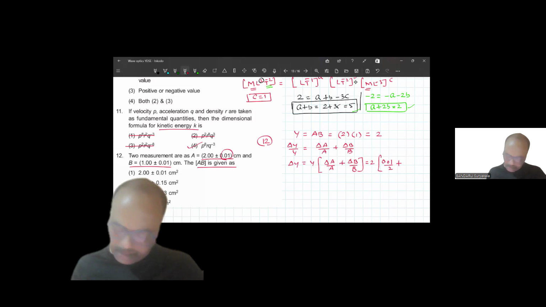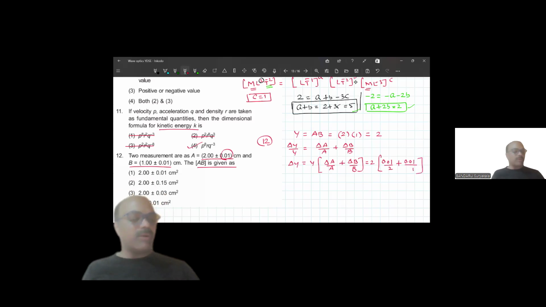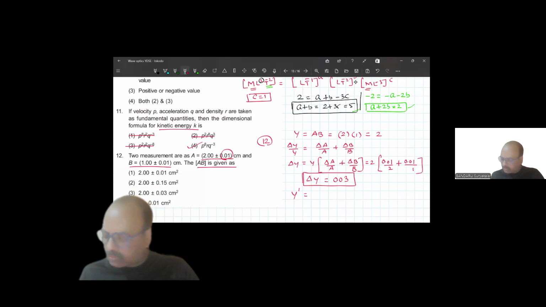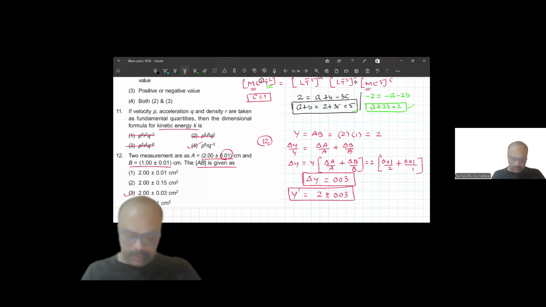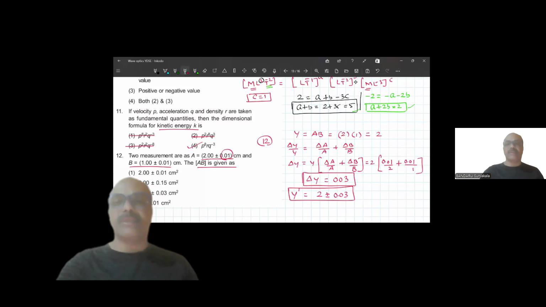0.01 by 1. Okay. Now, if you do the calculation part, this delta Y, you will get 0.03. Then the answer is Y equals 2 plus or minus 0.03. So option 3 is the correct answer. Okay.